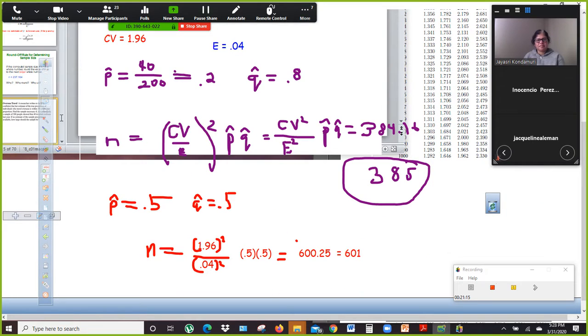Okay, so 0.5, do we always use that when we don't know what the percent is? Yes, because for the worst case scenario, if you don't know, you just use 50-50, 0.5, 0.5. Yeah, absolutely. Are these legible?